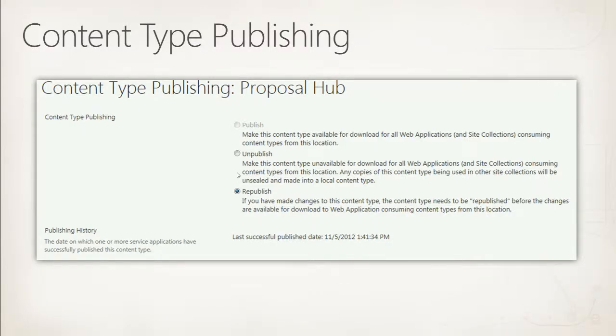So here's that UI I was talking about inside of the content type publishing. This is inside of the content type syndication hub. So this is the site collection that's publishing to the company. You can see I have publish, unpublish, republish as well.